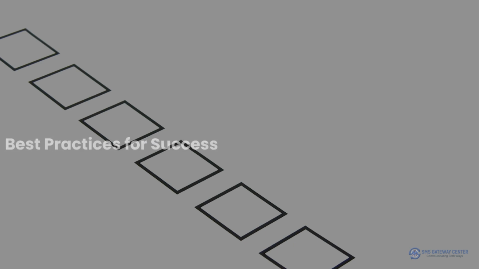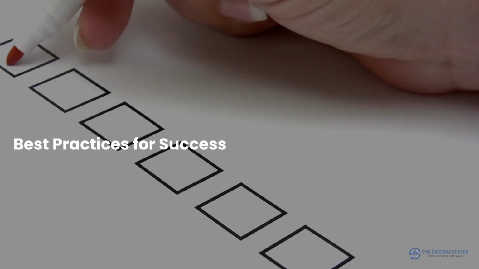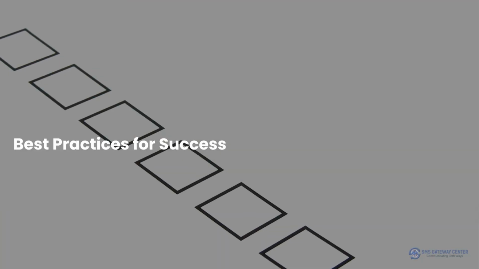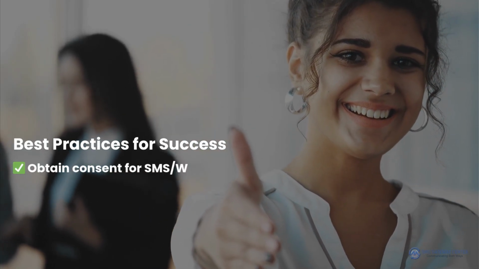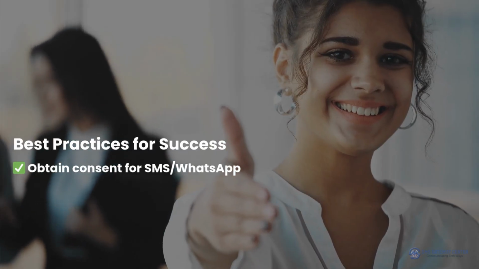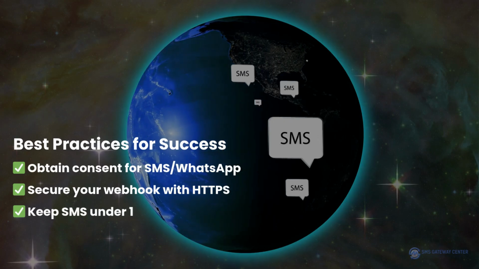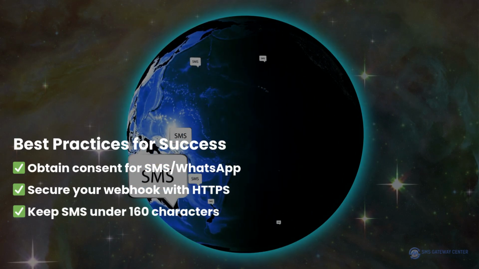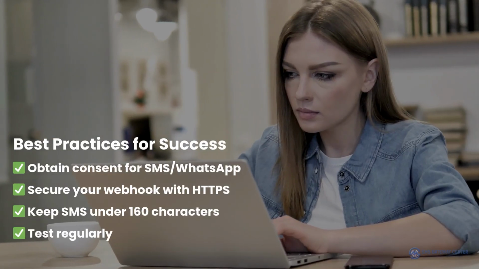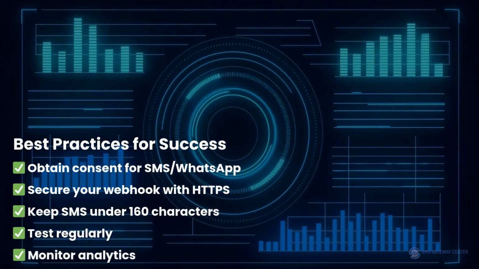To ensure success with your contact form integration, follow these best practices. Always obtain proper consent for SMS and WhatsApp communications. Secure your webhook with HTTPS. Keep SMS messages under 160 characters for optimal delivery. Test your integration regularly, and monitor your analytics to optimize performance.